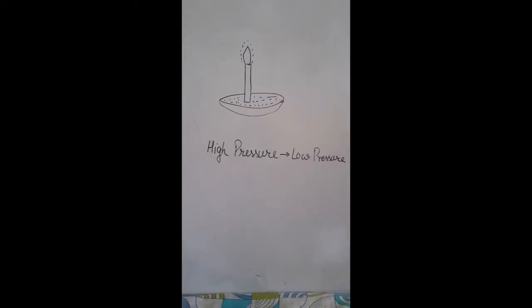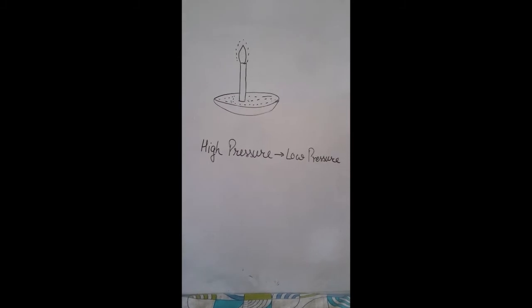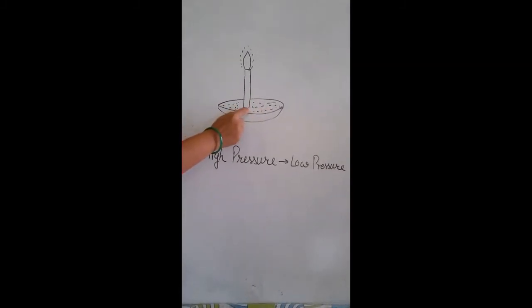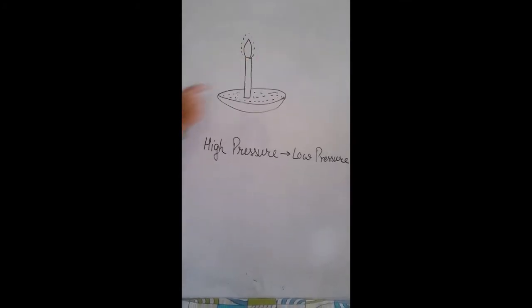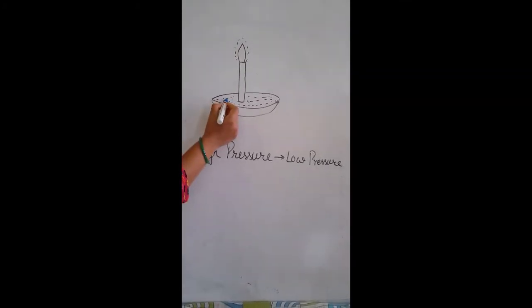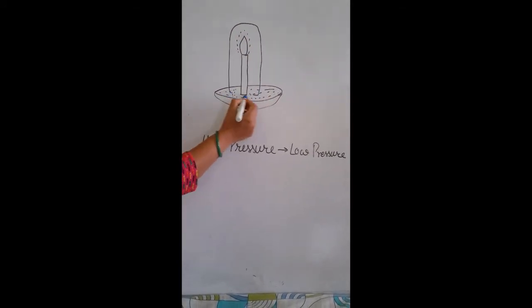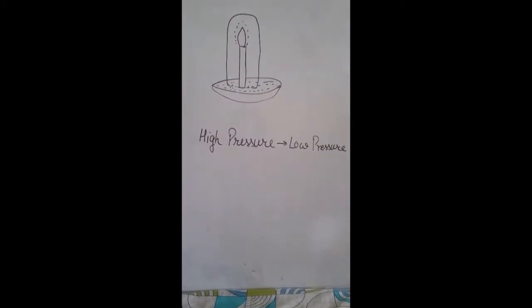So the question before us is, why does the water rise up in the glass? What we have done in this activity is we have taken a bowl full of colored water and lit a candle, and then I just covered this with a glass. So what happens when you have covered this with a glass?